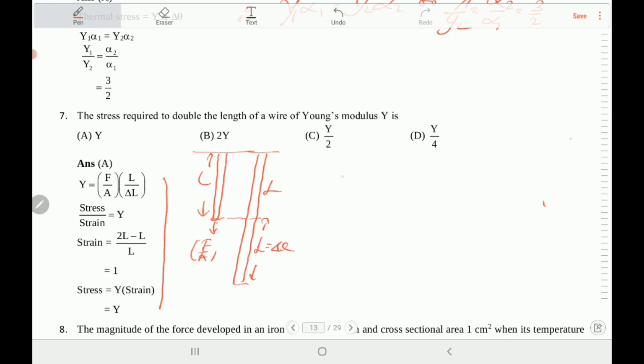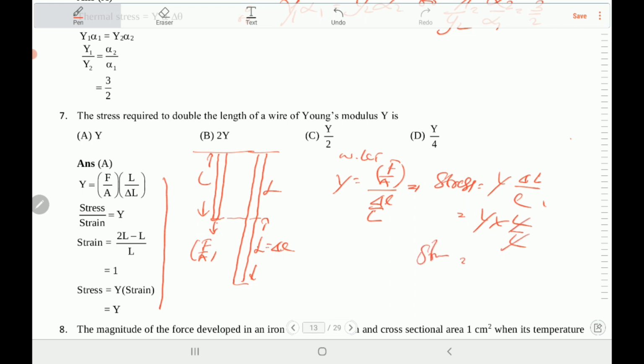Now the formula, what is Young's modulus? We all know Young's modulus Y is force per unit area, that is stress, divided by delta L by L. He wants you to find the stress first. What is stress? Stress is Y times delta L by L. So what is Y? You want Y. What is L? Change in length L. Initial length also L. L cancels. So stress is equal to Y. Stress is Y. Very simple. Increase in length L, original length L. L by L is 1. So Y. That's it. It's very simple.